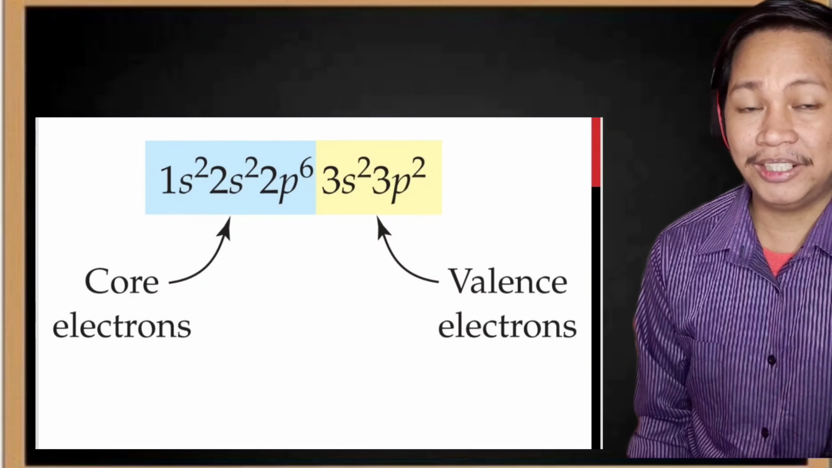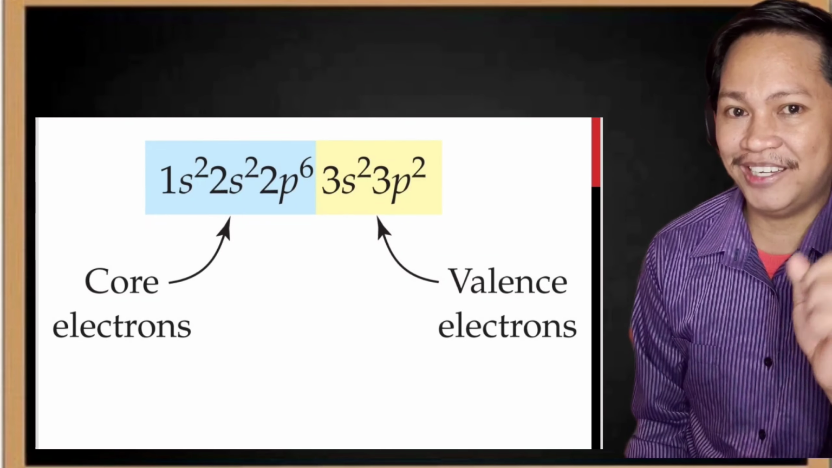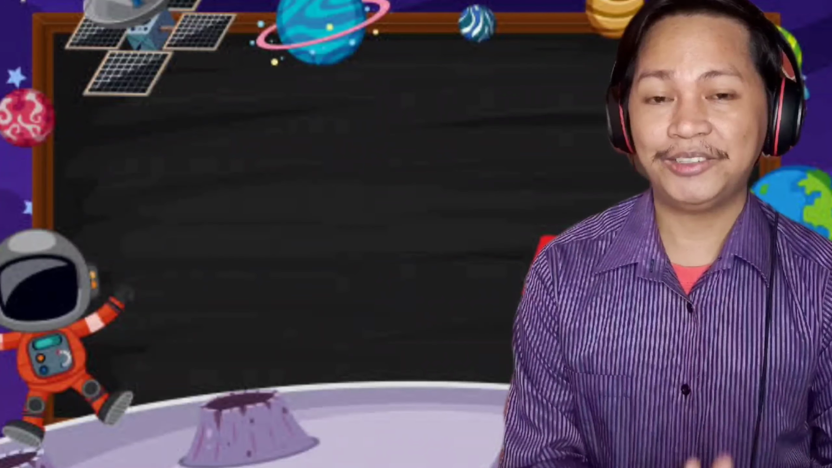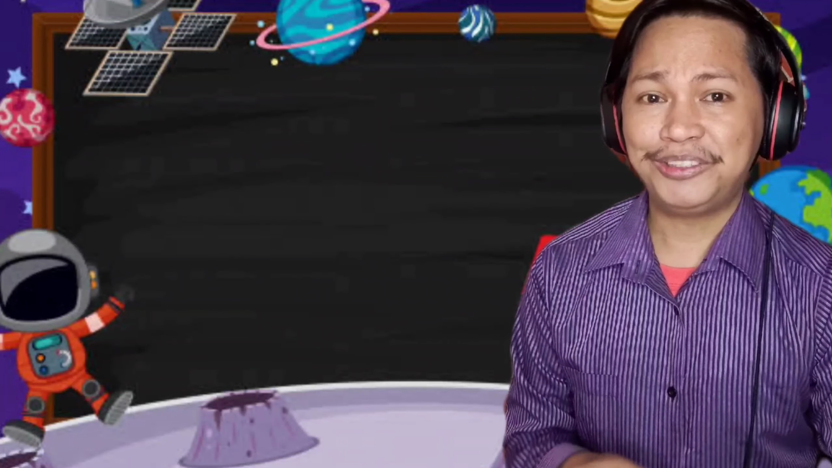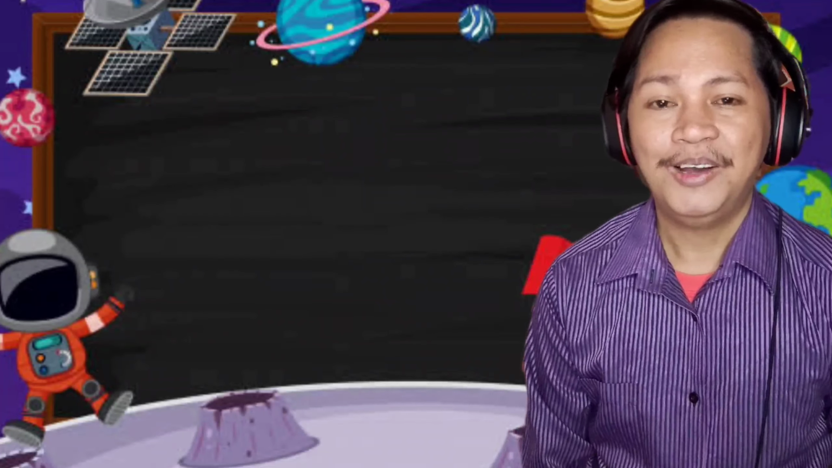Well, anyway, don't worry because i-discuss ko yan mamaya in our electron configuration. So, kaya focus. Okay, class, so that ends our topic about valence electrons. I need to cut the lesson because electron configuration is quite a broad topic. So, I need more time to explain that in the next video.